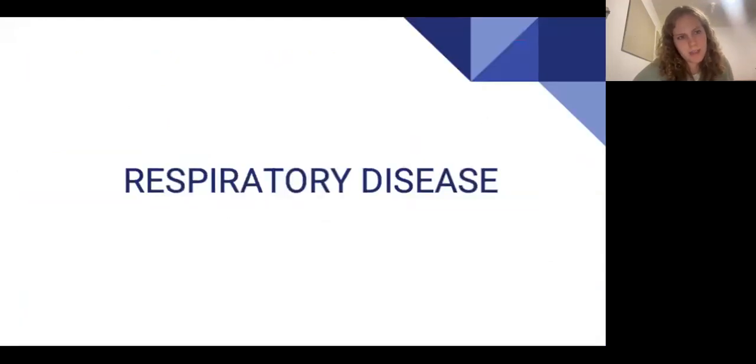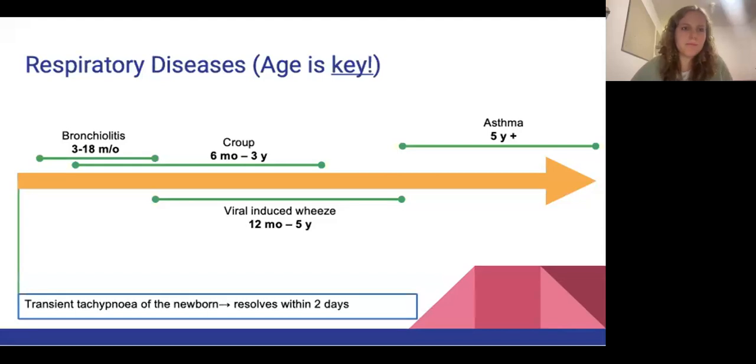Respiratory disease. So I'm going to talk about bronchiolitis, croup. Not really going to cover viral induced wheeze and asthma here, but PASMA has quite a good summary on that. Actually, I'm not sure. Vishal might be doing that actually.